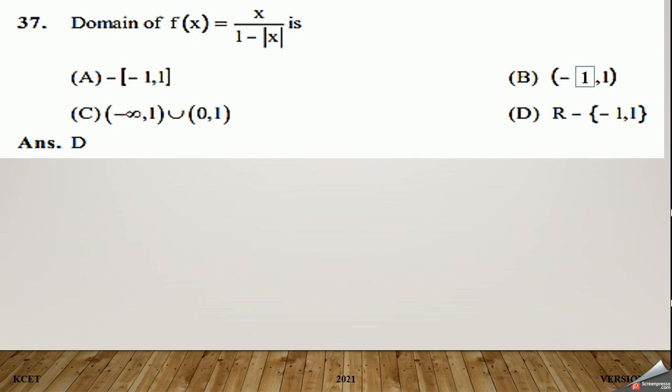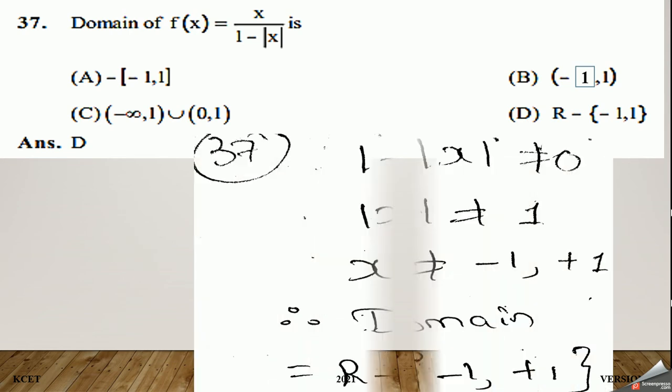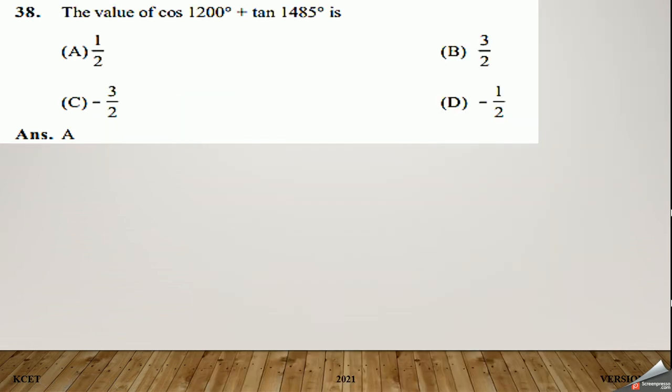Coming to this, the domain of the function: whenever it is domain, denominator should not be equal to 0. That is, 1 minus mod x should not be equal to 0, or mod x is not equal to 1, shifting to RHS, or x should not be equal to plus or minus 1 when I remove the modulus. So the domain is the set of all real numbers minus the elements minus 1 and plus 1, which is in the form of set. So option D is the answer.